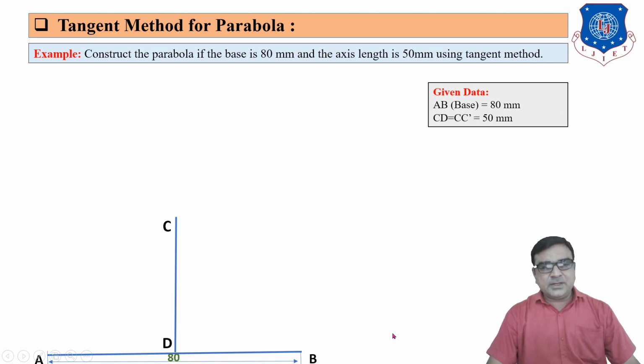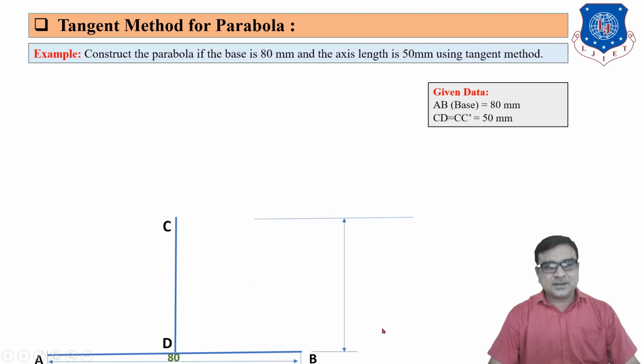Now in this method we have to double this side CD 50 mm and extend this line CC dash 50 mm. So if CD is actually axis 50 mm, we have to extend that line again 50 mm and denote it by C dash. Now join this C dash to A and B.